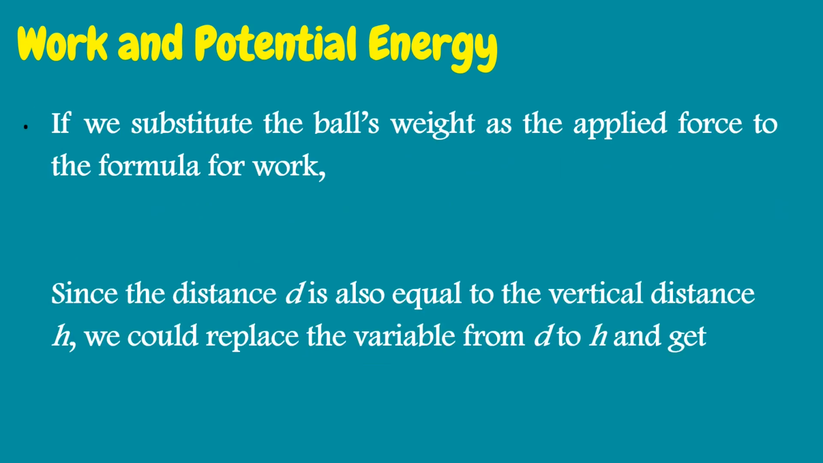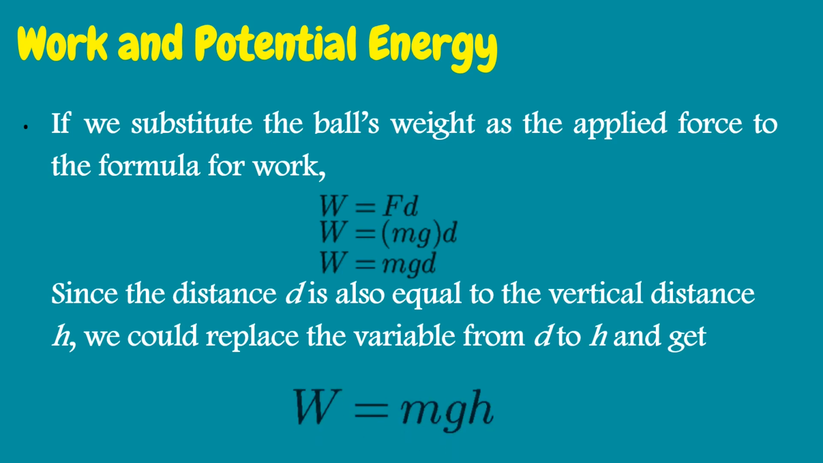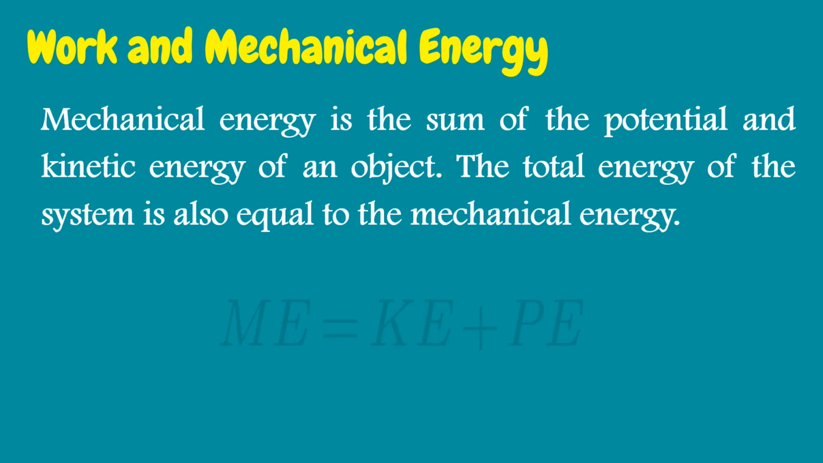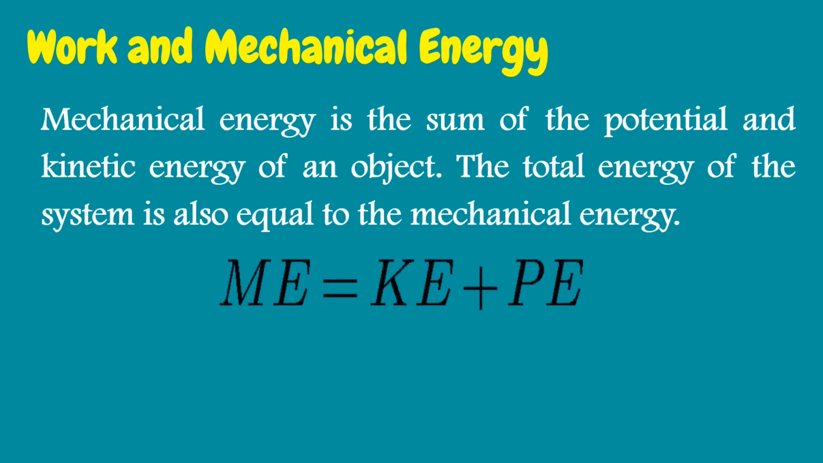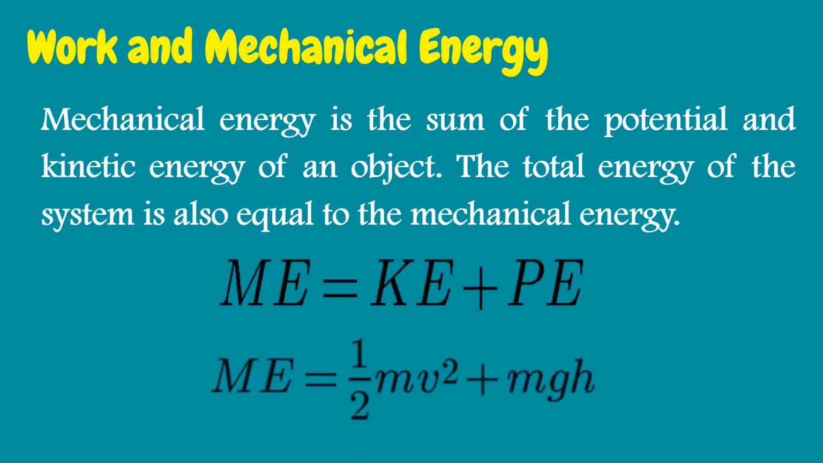If we substitute the ball's weight as the applied force in the formula for work, work is equal to mass times gravity times distance. Since the distance is also equal to the vertical distance h, we could replace the variable d with h and get work is equal to mass times gravity times height. Mechanical energy is the sum of the potential and kinetic energy of an object. The total energy of the system is also equal to the mechanical energy.